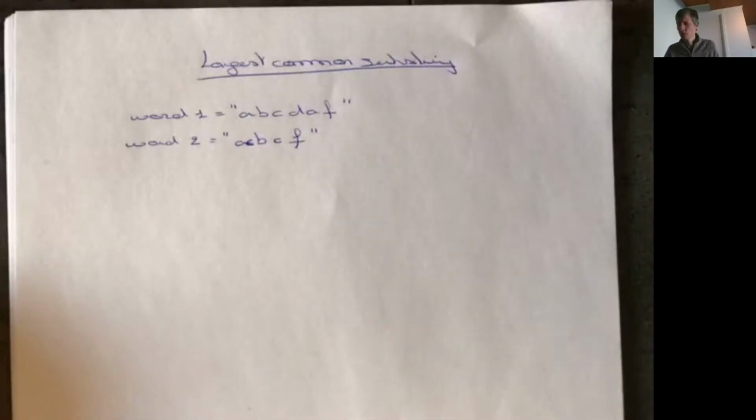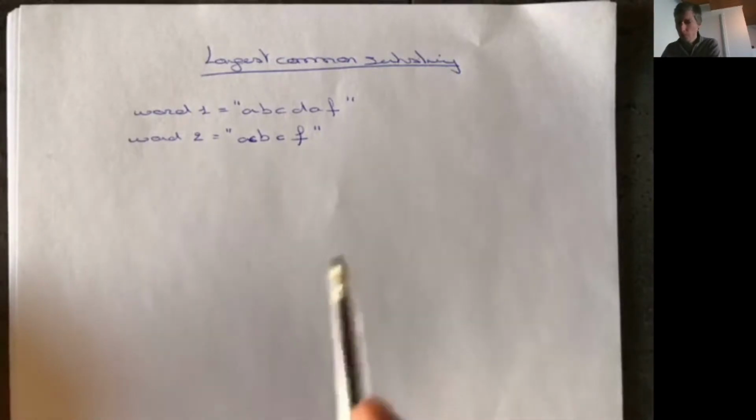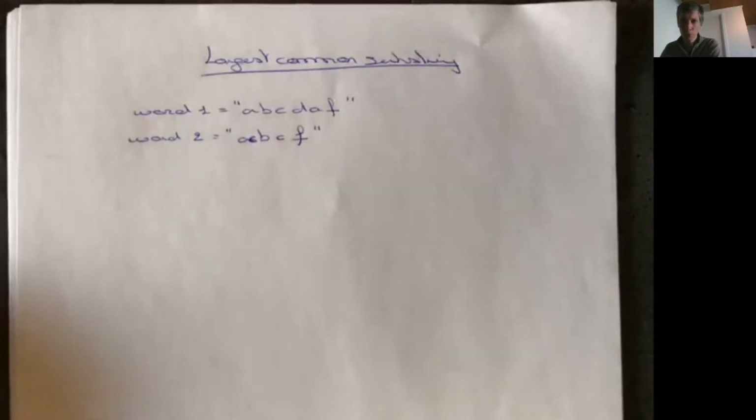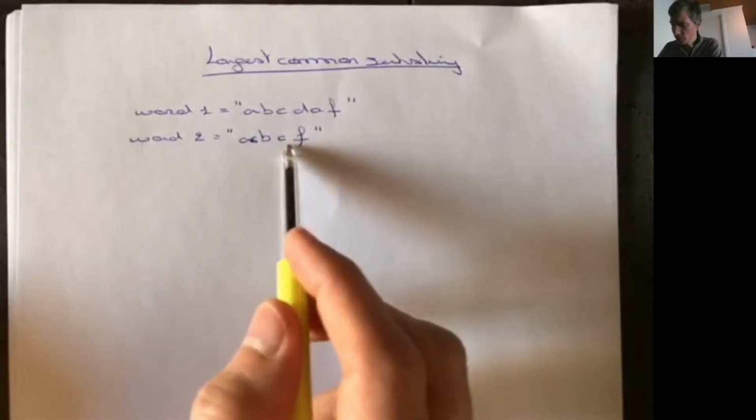Okay, welcome to this new video of Math-S401 dynamic optimization. The problem that we're going to look at today is called the longest common substring. So to explain the problem, let's assume that you have two words. And the word is just a combination of letters, so they don't have to be English words or have anything meaningful to say. So for example, word 1 is A, B, C, D, A, F, and then you have a second combination of letters A, C, B, C, F.